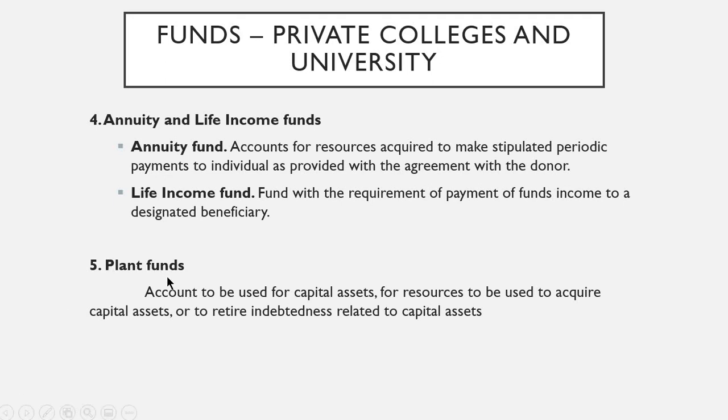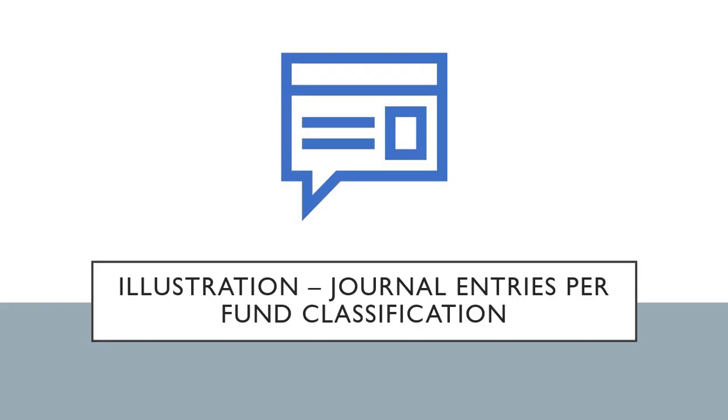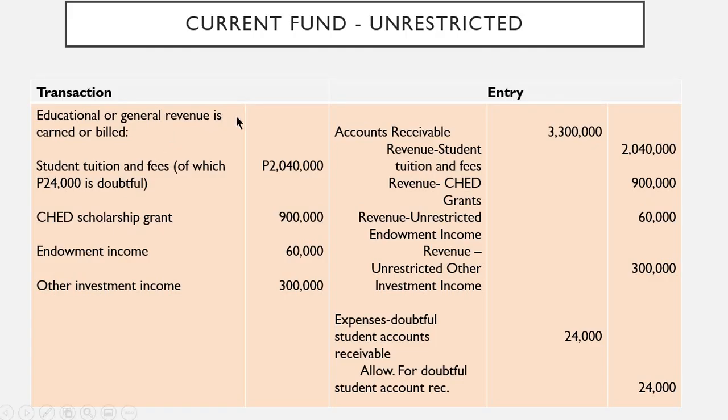The last one naman is our plant funds, accounts to be used for capital assets, for resources to be used to acquire capital assets or to retire indebtedness related to capital assets. So dito na papasok yung ating mga fixed asset funds sa plant funds ng private colleges or universities. Now let's illustrate some of the journal entries per fund classification. Ayan. For current fund, if it is an unrestricted current fund, we have here the transactions and the corresponding journal entries.